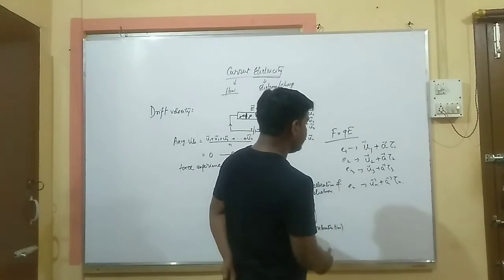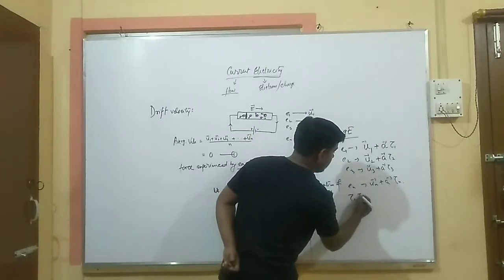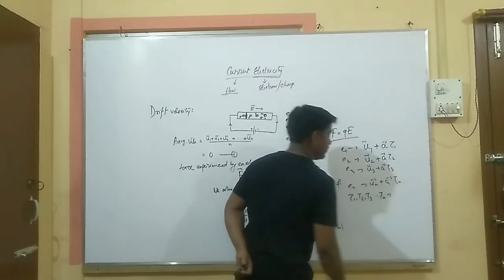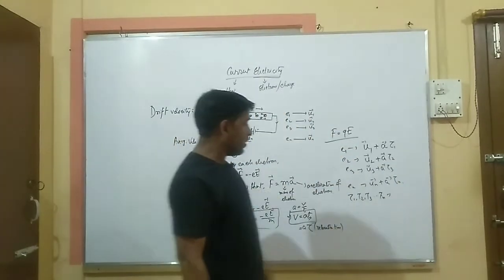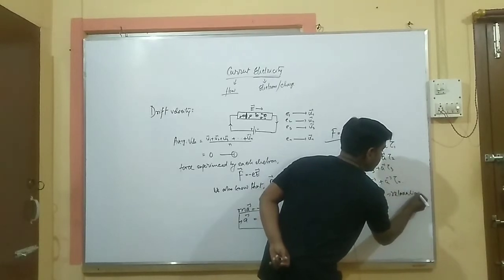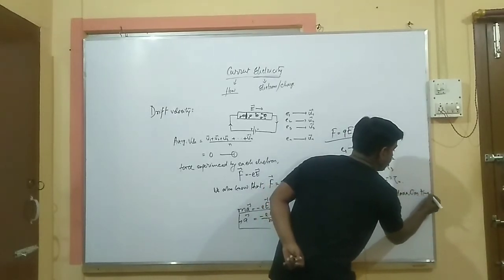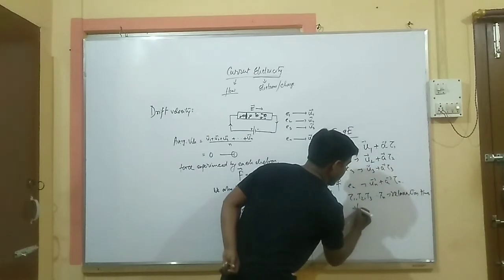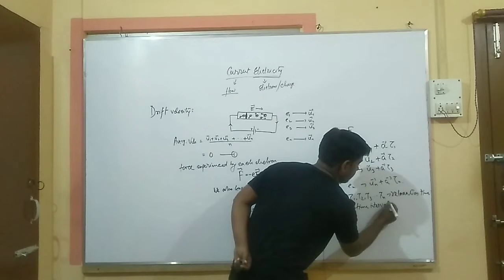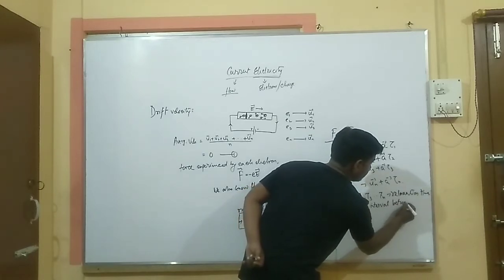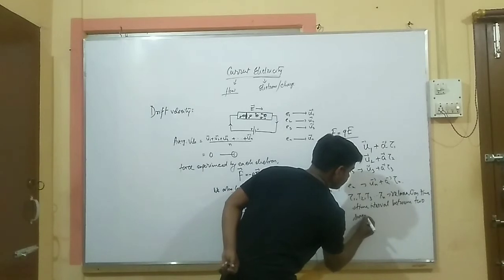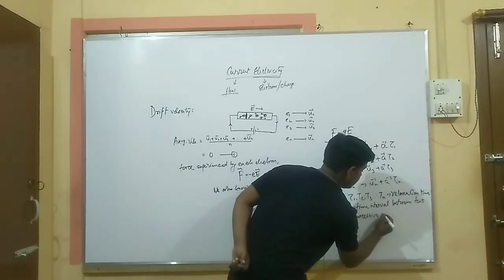Now what are all these tau 1, tau 2, tau 3, etc.? What do all these quantities represent? Actually, these are relaxation times. That means the time interval between two successive collisions.